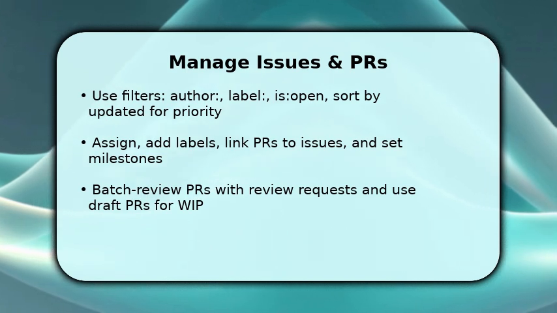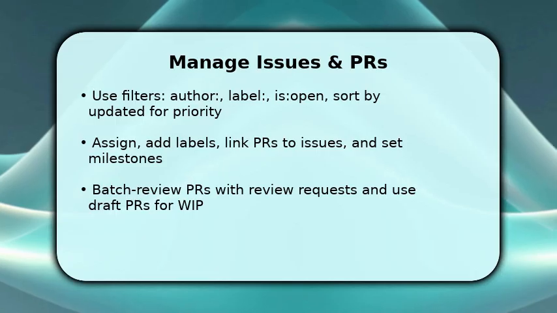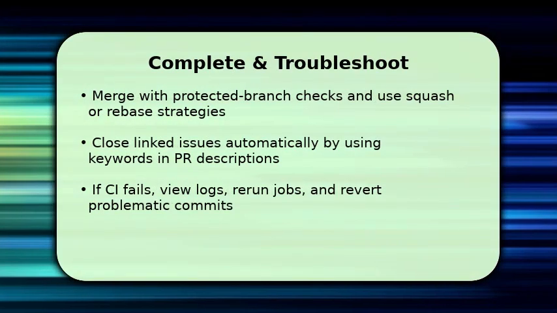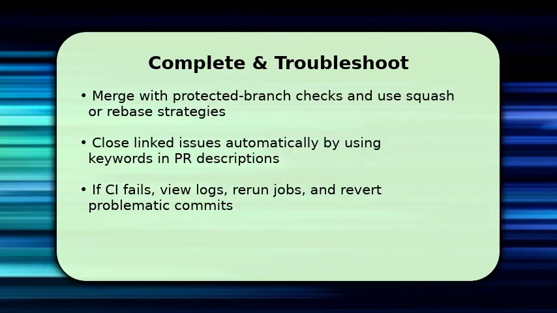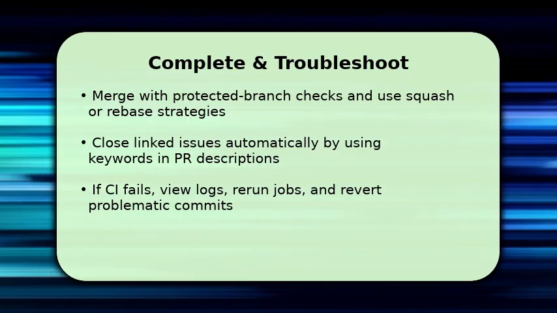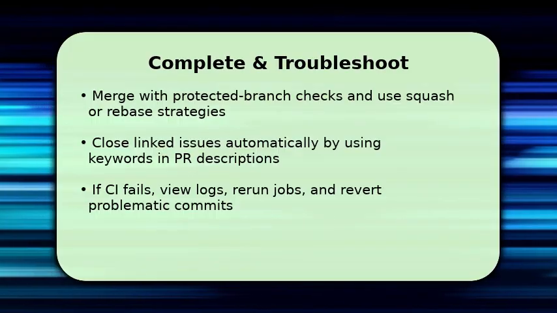You finalize work by running required checks and merging with the correct strategy, squash, rebase, or create a merge commit, depending on your workflow. Once merged, confirm linked issues closed and update project boards so progress is visible. If continuous integration fails, inspect the job logs to pinpoint the error, rerun only the failing jobs when possible, and revert the commit if it breaks main. One key troubleshooting tip: check branch protection rules and required status checks first.